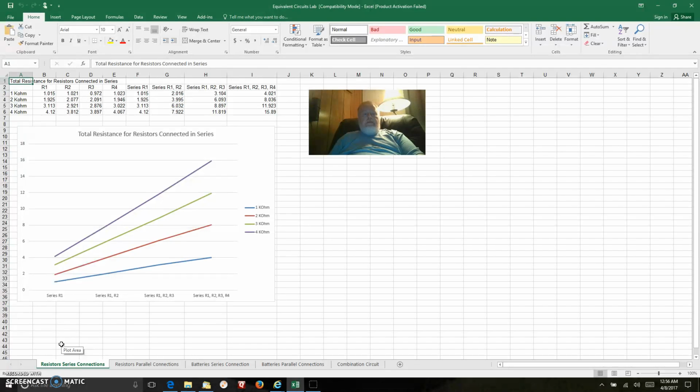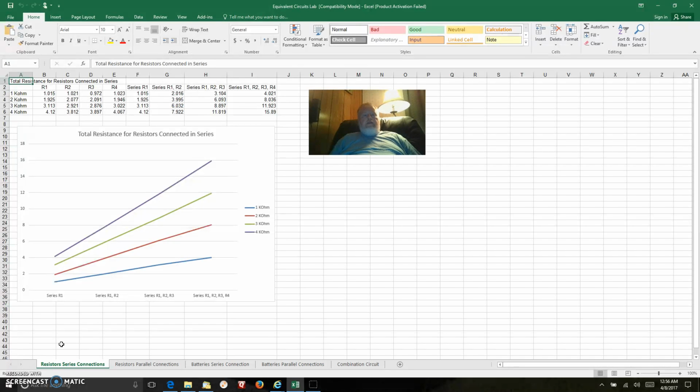So basically I had them collect data on different connections of batteries and resistors in circuits. There's connections for series, parallel, for both batteries and resistors. And then there's a combination circuit where it includes batteries and resistors connected in both parallel and series configurations.